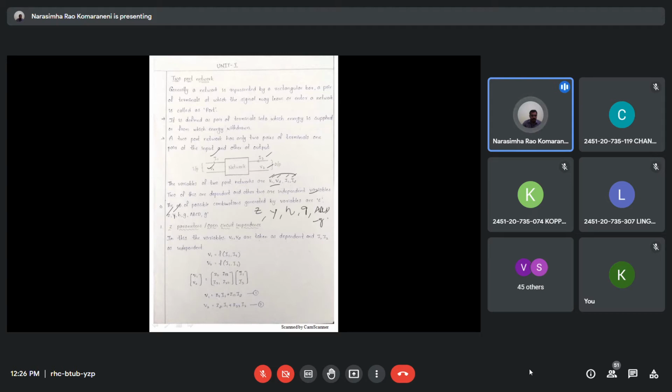Okay, the next. Is it clear? In the case of this two-port network analysis, we require two linear equations in terms of these four variables, right? We can obtain these equations by considering two variables as the dependent variables, and the remaining two as the independent variables.